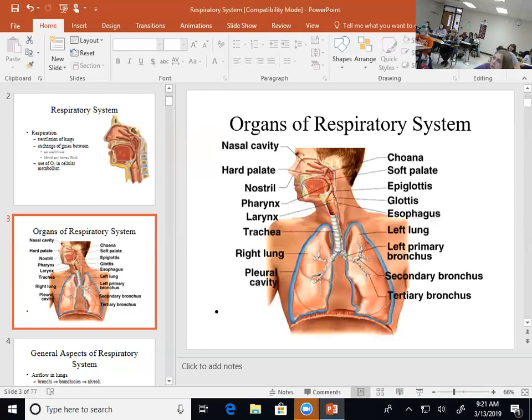So primary means what? First. Where the primary bronchi breaks off, what do you think we call that in its label? Well, no, it's the secondary bronchus. This is the secondary. Bronchus is singular, bronchi is plural, right? So, where the secondary breaks off, what do we call those? Tertiary bronchus.